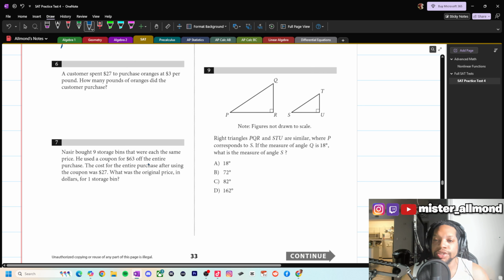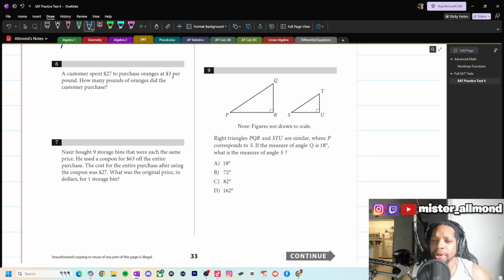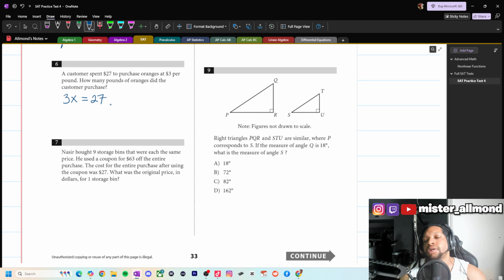6. A customer spent $27 to purchase oranges at $3 per pound. How many pounds of oranges did the customer purchase? All right, so if it's $3 per pound, I guess I'll just do x. And then their total amount was 27. You just got to solve for x.